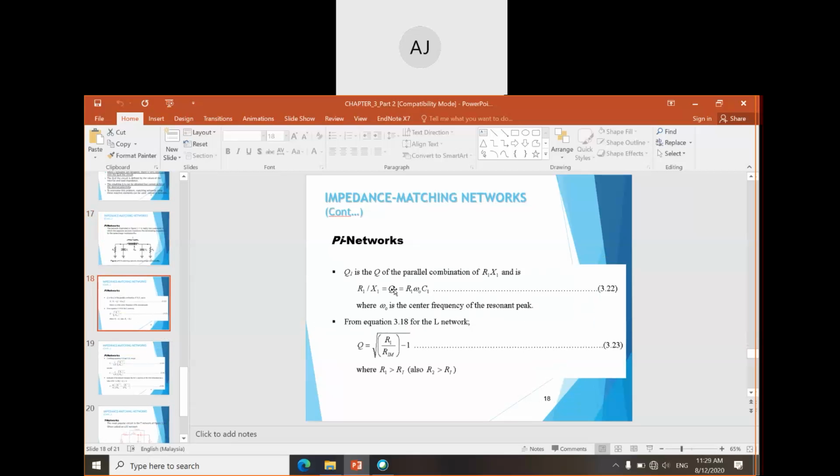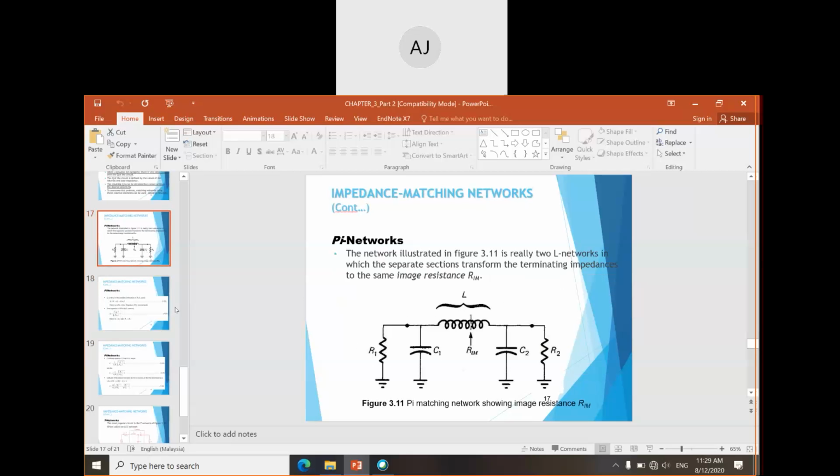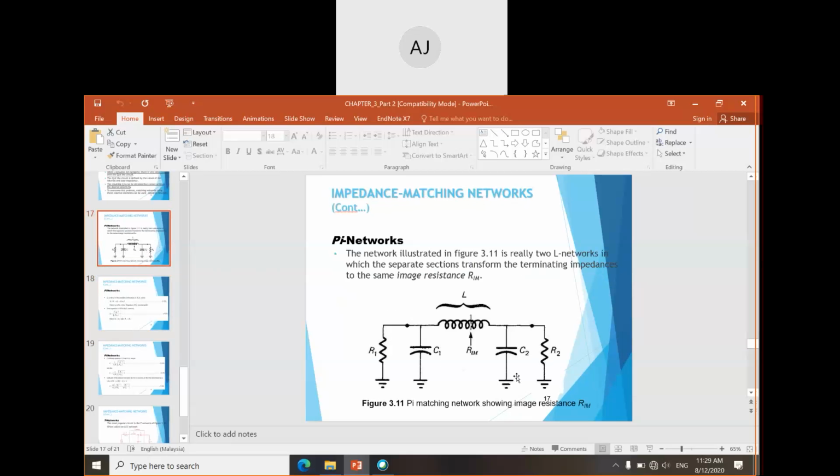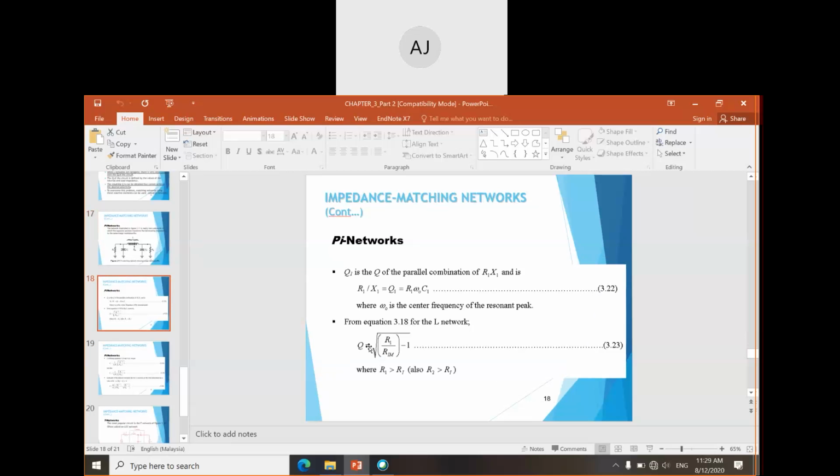So when we see from here, Q totally depends on R1 and X1. X1 is the reactance, R1 is the resistance. So that is the Q1. There is also a Q2, because Q2 is this area and Q1 is this area. So the total Q totally depends on the resistance.